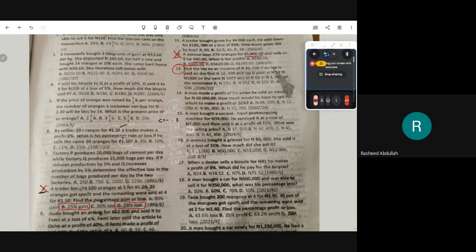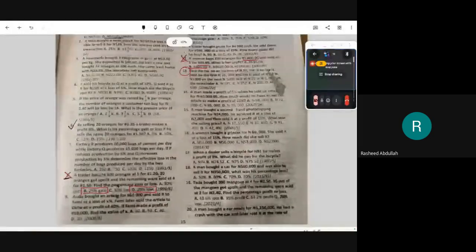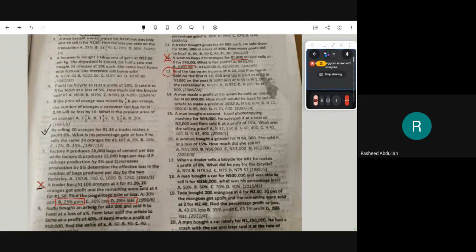Okay, question 6 is done. Question 14, 15, 17. Okay, see. A man made a profit of 5% when he sold an article for this amount. How much would he have to sell the article to make a profit of this? Very simple now. We can do this. He made a profit of 5% when he sold. This is the selling price. What is the cost price?